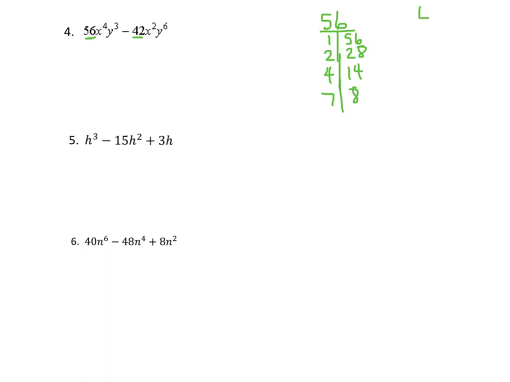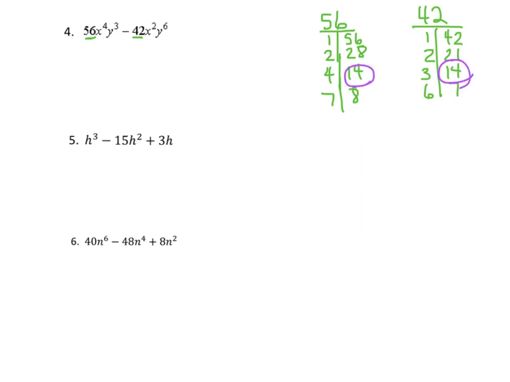Now I'm going to do the same for 42. Okay, so 1 and 42, 2 and 21, 3 and 14, and 6 and 7. And again, just try dividing numbers into 42 to see if in fact they are factors of that number. So if I look through my list of all of these different numbers, what is the largest number that appears in both lists?